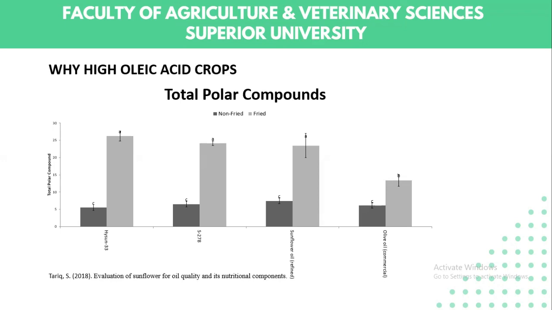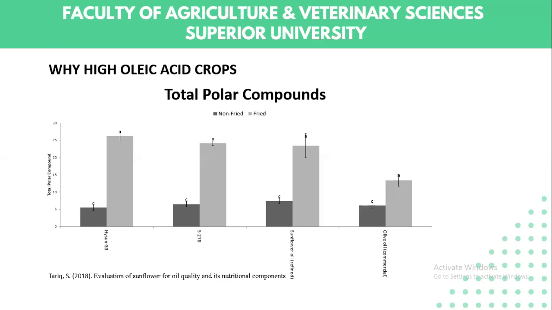The more polar compounds there are, after the frying, if you test before the frying and after the frying, you could see a marked, several-fold increase in the total polar compounds. These polar compounds show that the higher the polar compounds, the more unfit the oil is for cooking. Like this oil was extracted from Hyson 33. This is an ICI hybrid. This hybrid is S278, and this is a Syngenta hybrid.